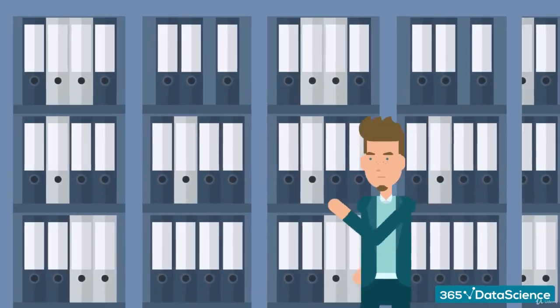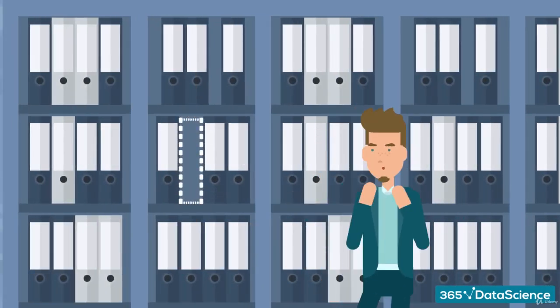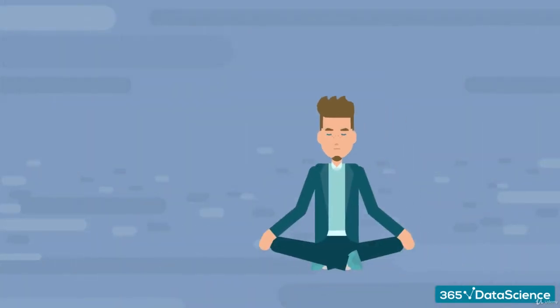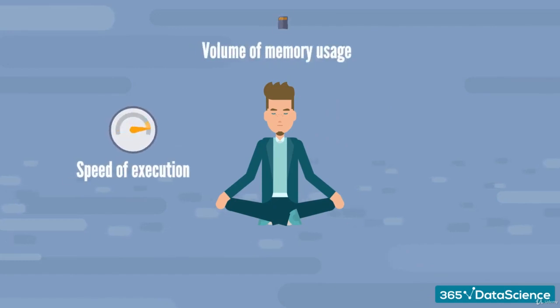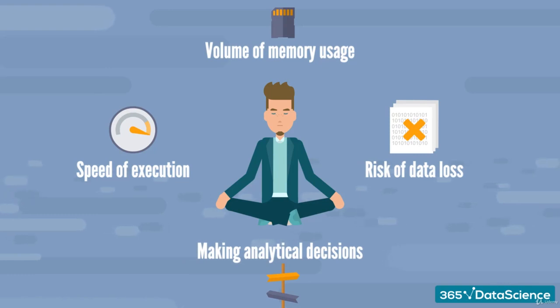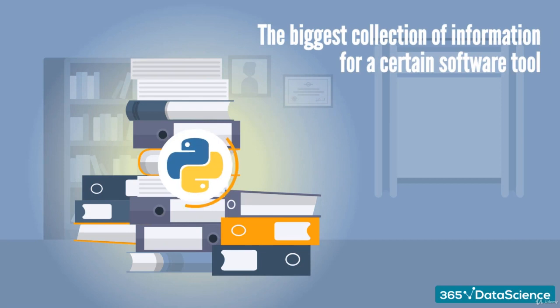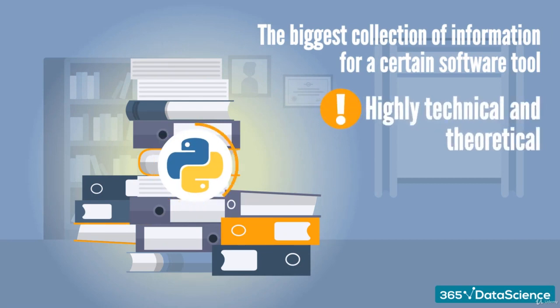In addition, other powerful tools of Python may actually be missing from its documentation. For instance, you will always have to balance between speed of execution, volume of memory usage, risk of losing your data, and making analytical decisions, while information for these and other factors might not always be present. To sum it up, it turns out that the documentation is the biggest collection of information for a certain software tool that is available out there. However, it is highly technical and theoretical.